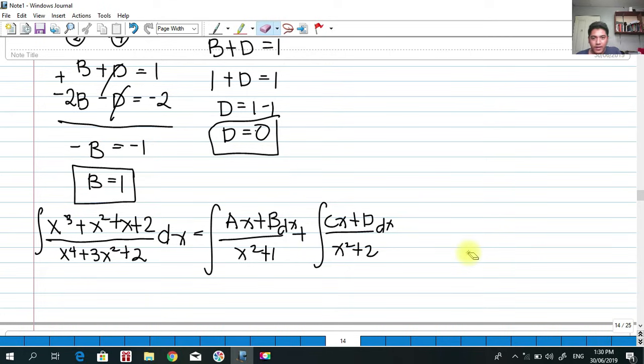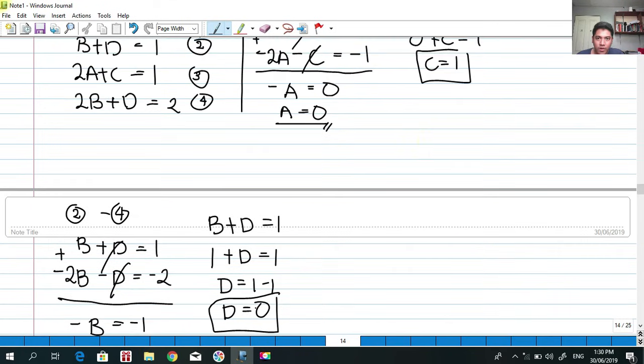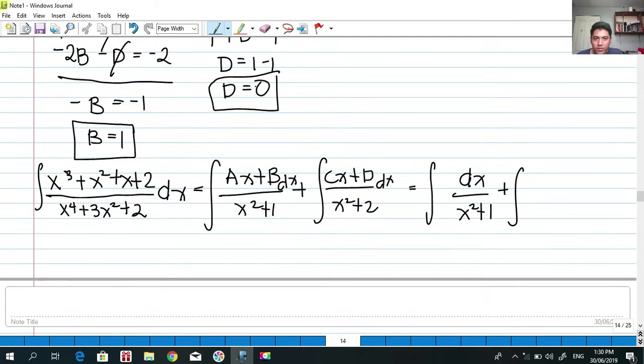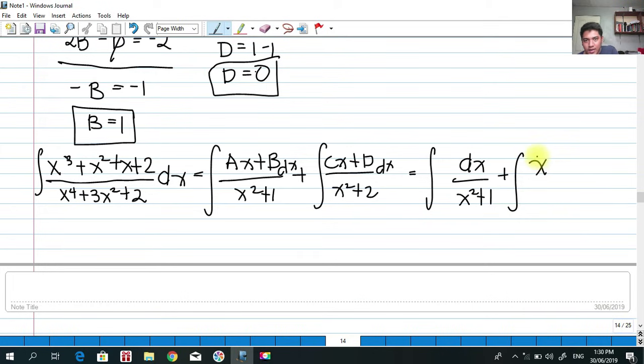So what will happen in here? We have a is now equal to 0. If it is equal to 0, we are left with b, and b is equal to 1. So that is simply the integral of dx over x squared plus 1, plus the integral of cx. We know the value of c is 1. So 1 times x is x, plus d, which is equal to 0. So we are left with this equation.